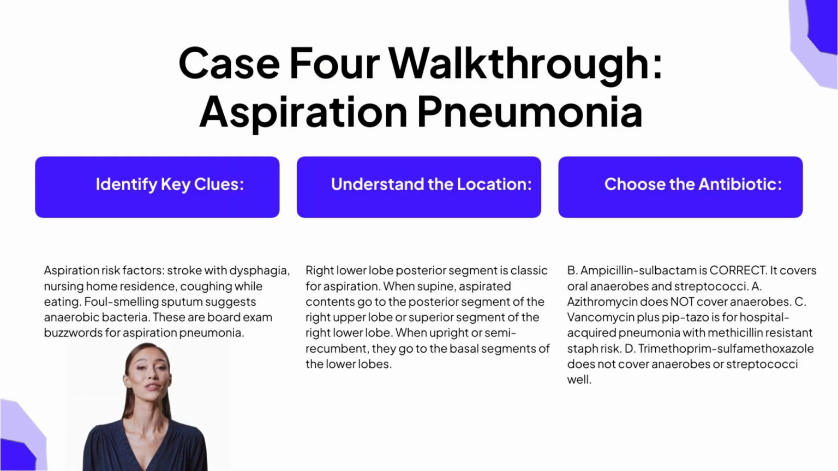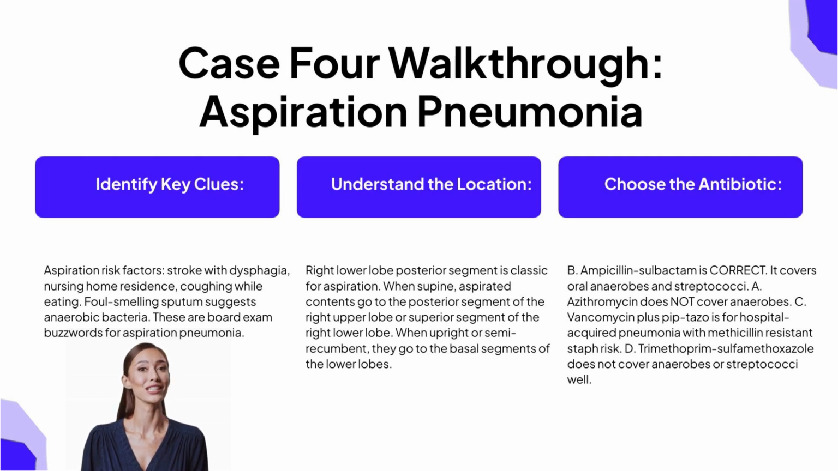Let's analyze the clues. Stroke with dysphagia creates aspiration risk. Nursing home residents and coughing while eating confirm it. Foul-smelling sputum indicates anaerobic bacteria. The right lower lobe posterior segment is where aspirated contents go in a supine or semi-recumbent patient.